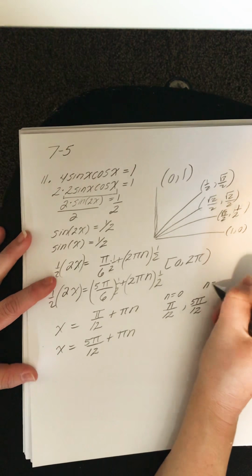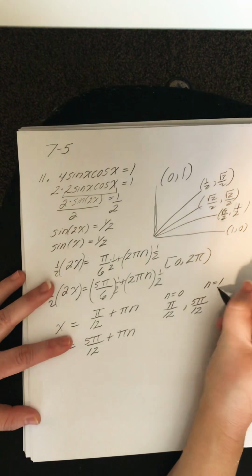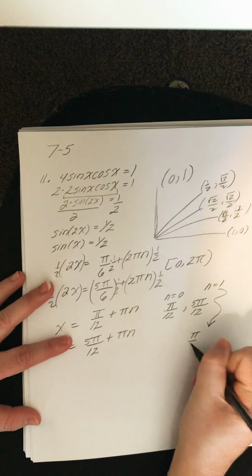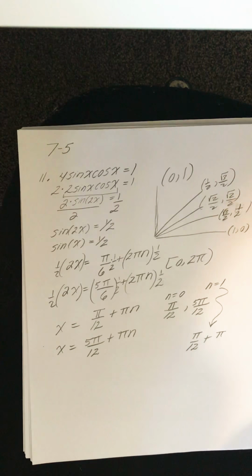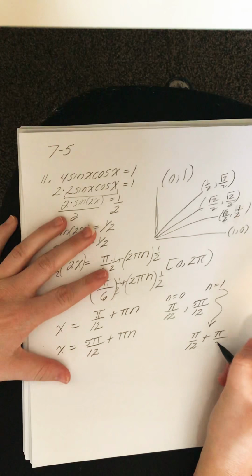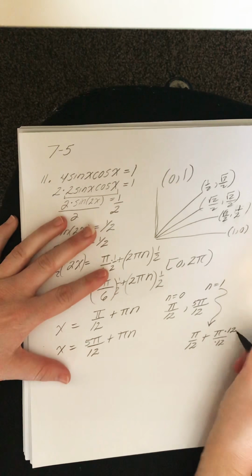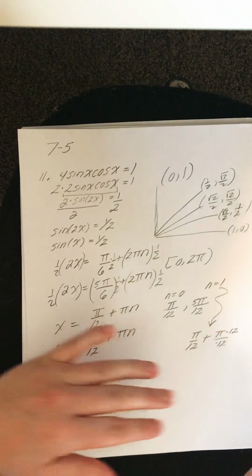If we plug in n equals 1, the math would look like this. Pi 12ths plus pi times 1. So then getting a common denominator, times by 12, times by 12. So that would be 13 pi 12ths.